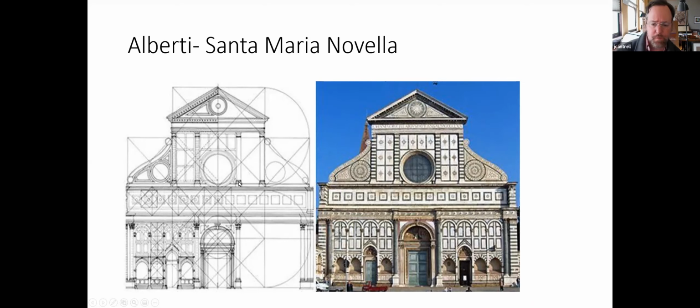Then again, if you took this further, the top part of the cornice probably, if you drew a rectangle, this would probably fit into a golden section rectangle. So what's beautiful about this facade is that the parts relate to a larger whole based on geometric principles.